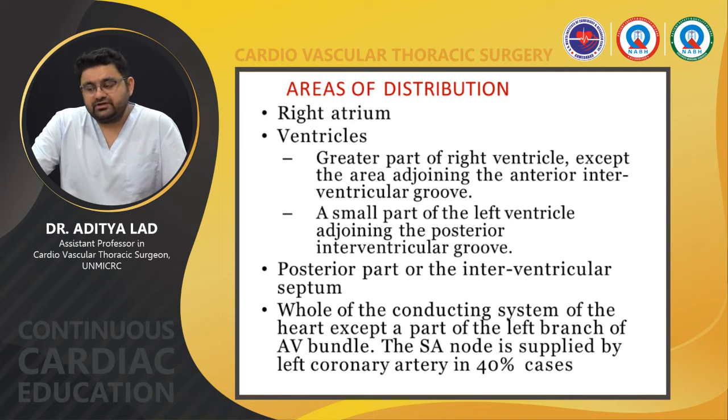Areas of distribution of the right coronary artery. It mainly supplies the right atrium and the greater part of the right ventricle, except the area adjoining the anterior interventricular groove, which is supplied by the opposite artery. It also supplies a small part of the left ventricle adjoining the posterior interventricular groove, the posterior part of the interventricular septum, and the whole of the conducting system of the heart except a part of the left branch of the AV bundle. The SA node is supplied by the left coronary artery in 40% of cases.